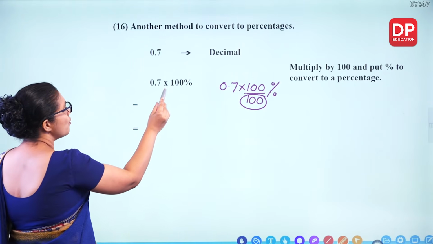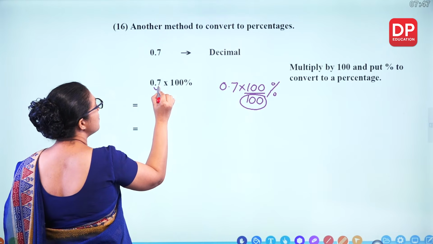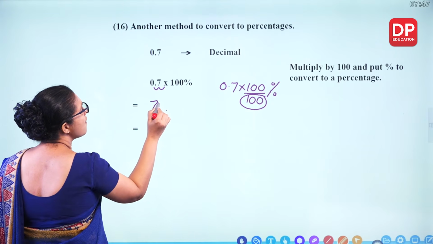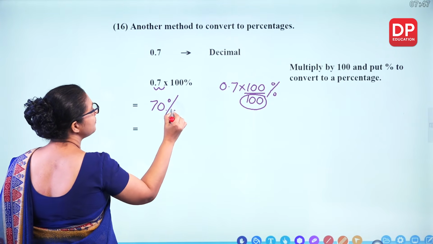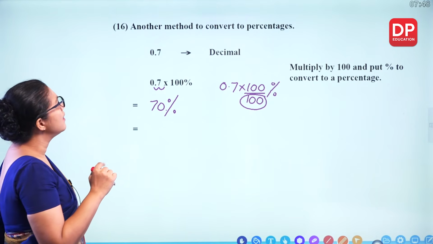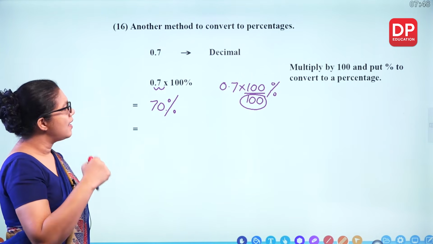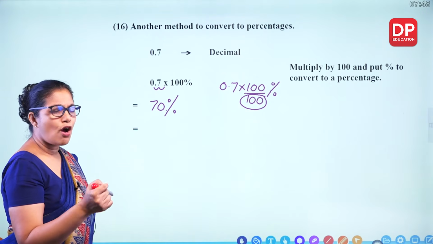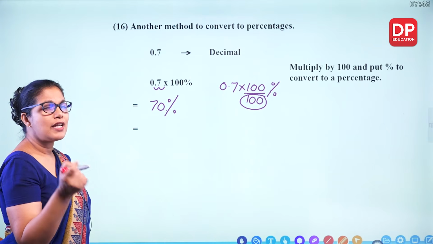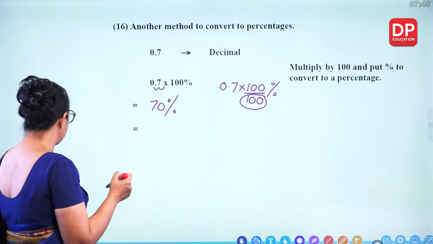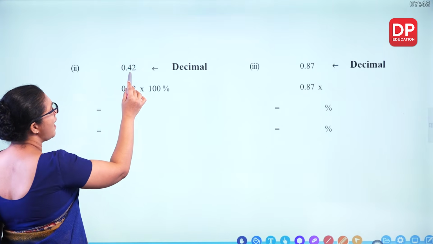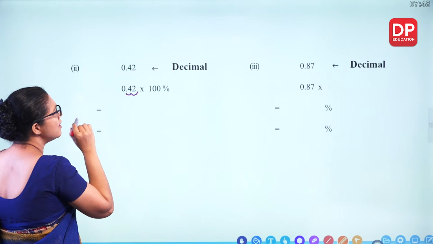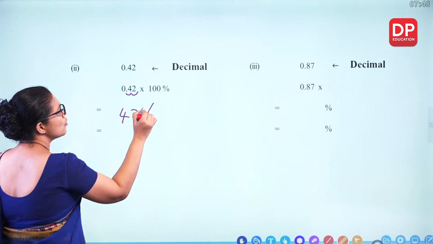So when you multiply by 100, the decimal place moves 2 places to the right. So you get 1, 2, so 70%. So that's the 0.7 decimal as a percentage value. So it's really easy. Whenever you get a decimal or a fraction, multiply by 100 and put the percentage sign. 0.42, multiply by 100 and put the percentage sign. Move the decimal place 2 places to the right. So what's the answer? 42%.